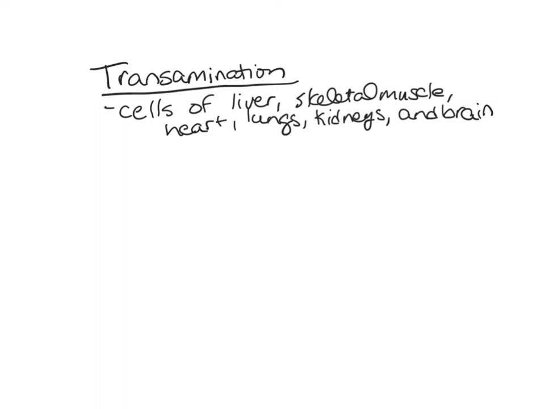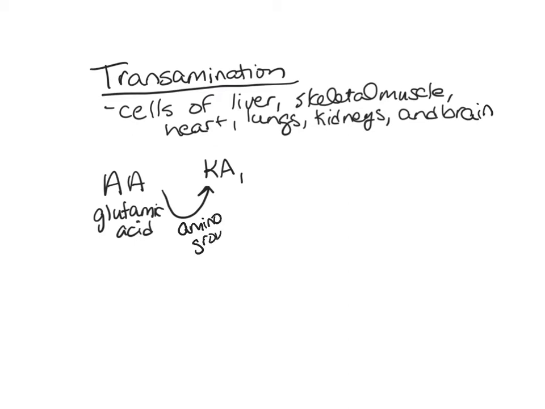So let's take a look at what I'm talking about. We have an amino acid, and let's just say that amino acid is glutamic acid. The body can't use that. Glutamic acid can't enter into the citric acid cycle, so it has to go through this process called transamination. An amino group is taken off of this amino acid, and it's transferred to a keto acid.